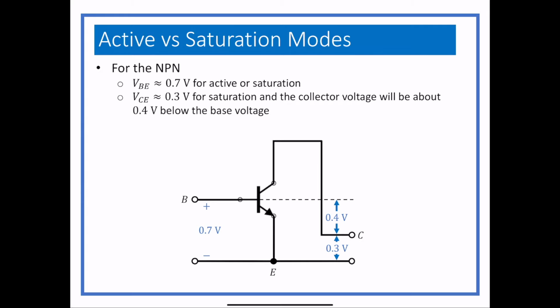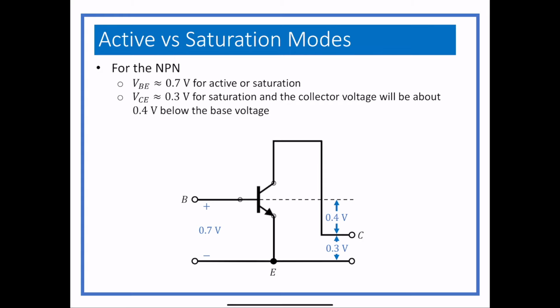In an NPN, we assume the base emitter voltage is about 0.7 volts, whether it's active or in saturation, because that junction is going to be forward biased no matter what. If it's not forward biased, the transistor's not really doing anything. The reverse biasing of that junction puts it into cutoff and there's no current flowing. If you have the device in active mode, the collector emitter voltage will be not huge, but a voltage, not fractional.